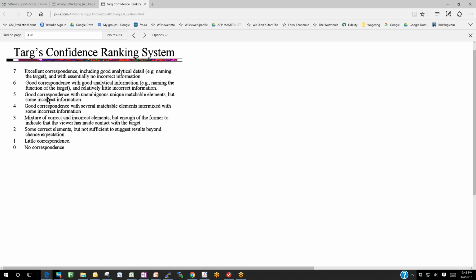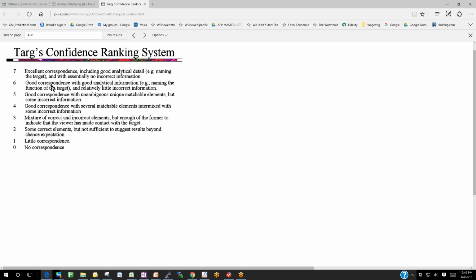5, you're now talking about adding words like unambiguous. So you still have good correspondence, but now it's unambiguous, unique, matchable elements. You can point to several elements where you say, yep, that's definitely right there. That's definitely right there. I mean, this is really very, very good. Period. The components which you're getting are pretty much right on.